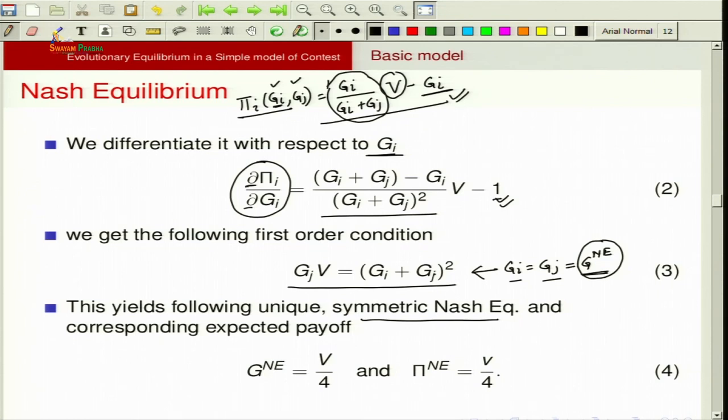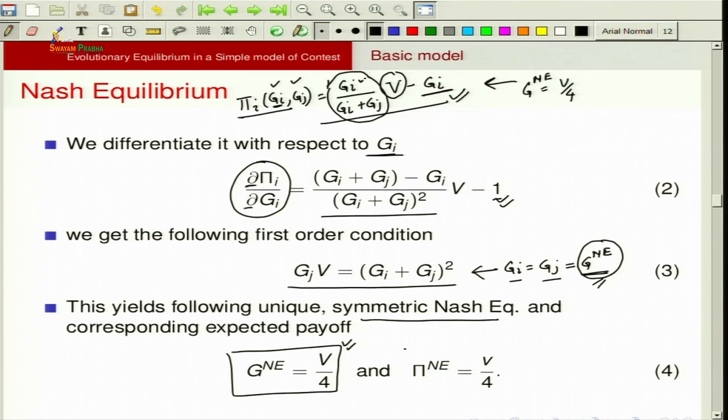So if we put GNE for both GI and GJ and solve, then we get GNE equal to B by 4. Pretty simple, you can see that. Having got the value of equilibrium effort level under Nash equilibrium, which is B by 4, we can put this B by 4 into the payoff equation.